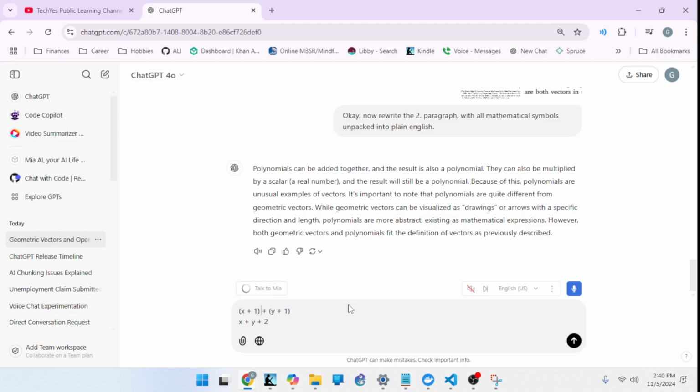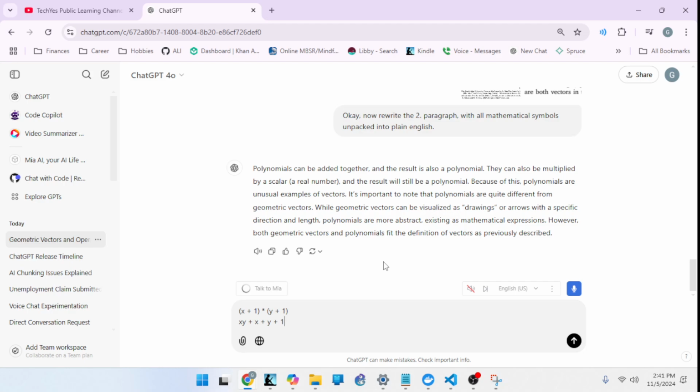And same thing for multiplication. This is where it starts turning into real math. You have to multiply each by each. So you start here and multiply it. So it would be xy plus x plus y plus 1, and now the result is still a polynomial. So because of this, polynomials are unusual examples of vectors.